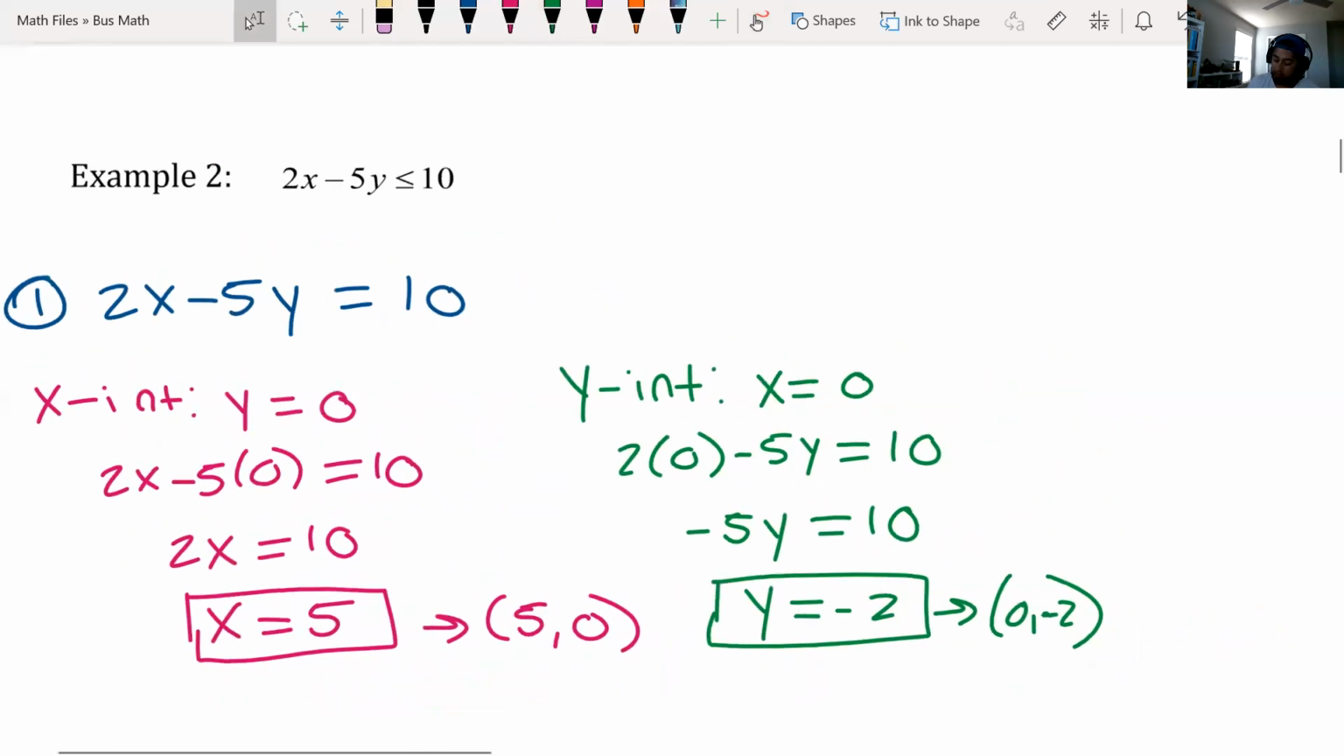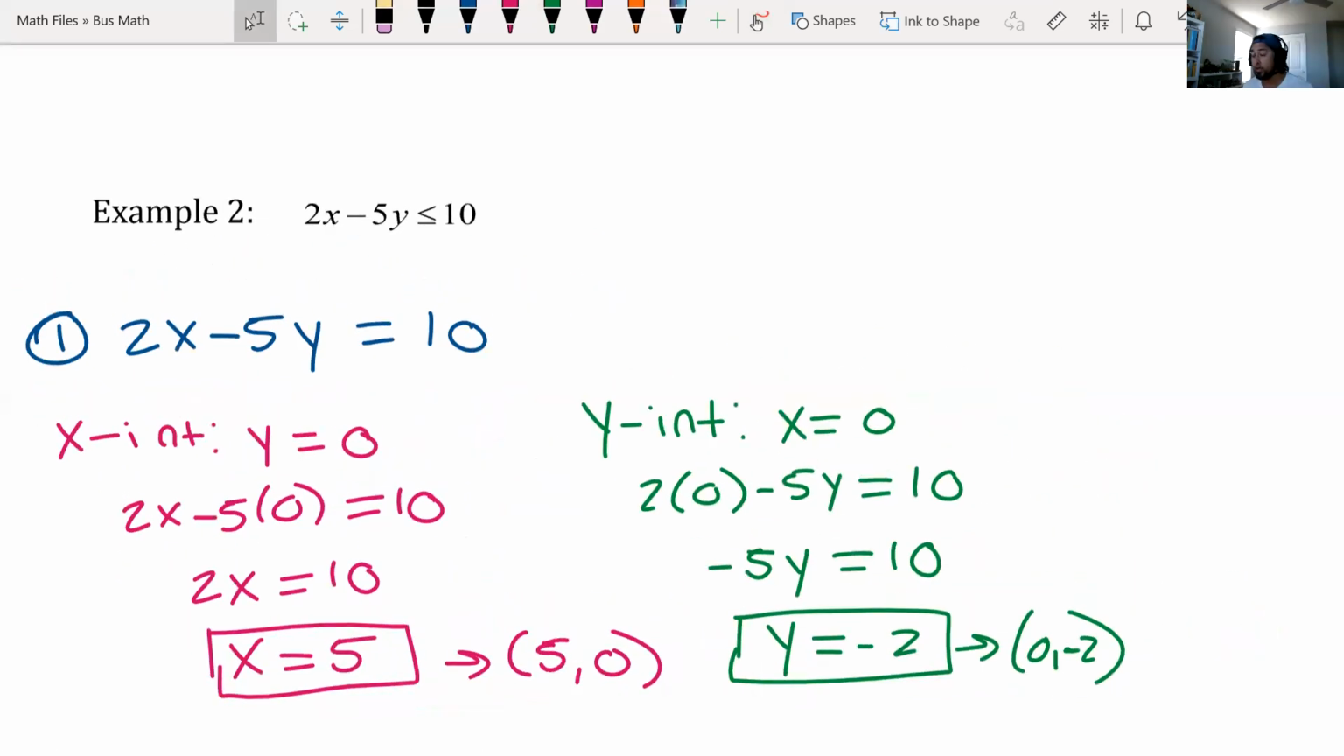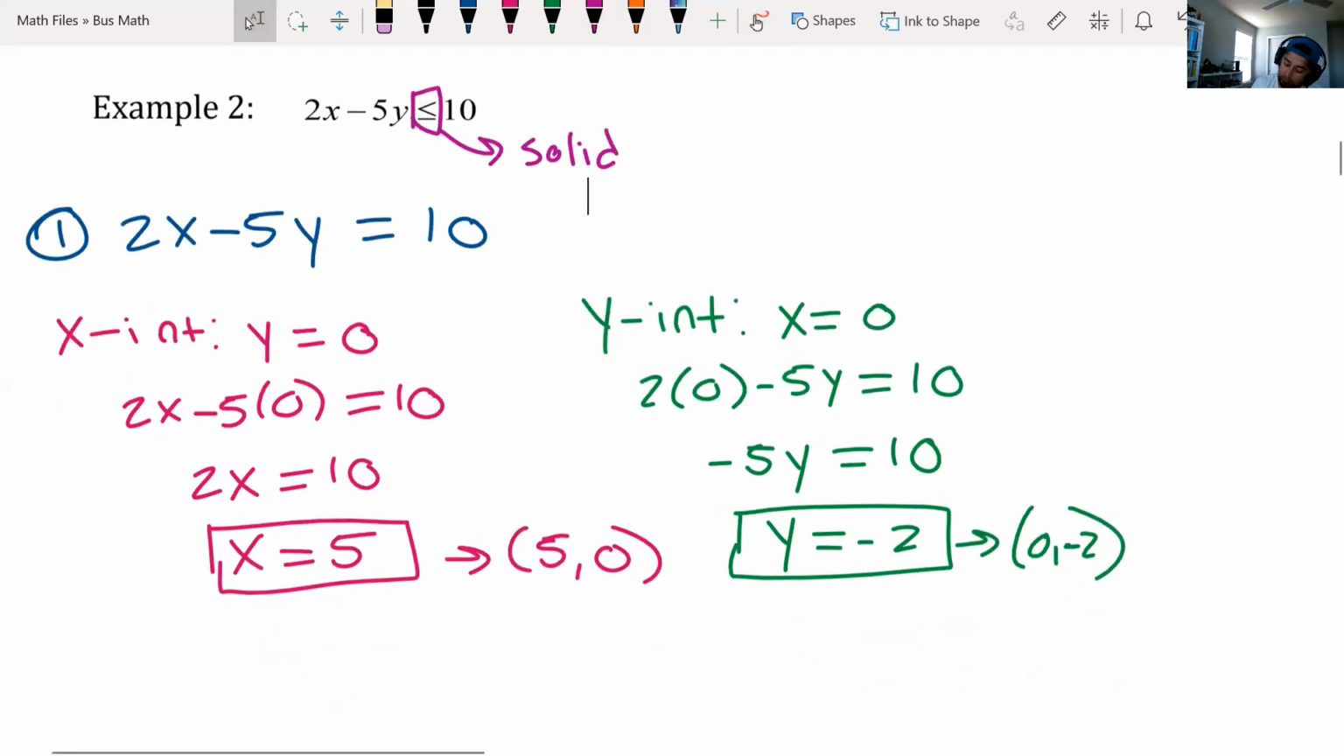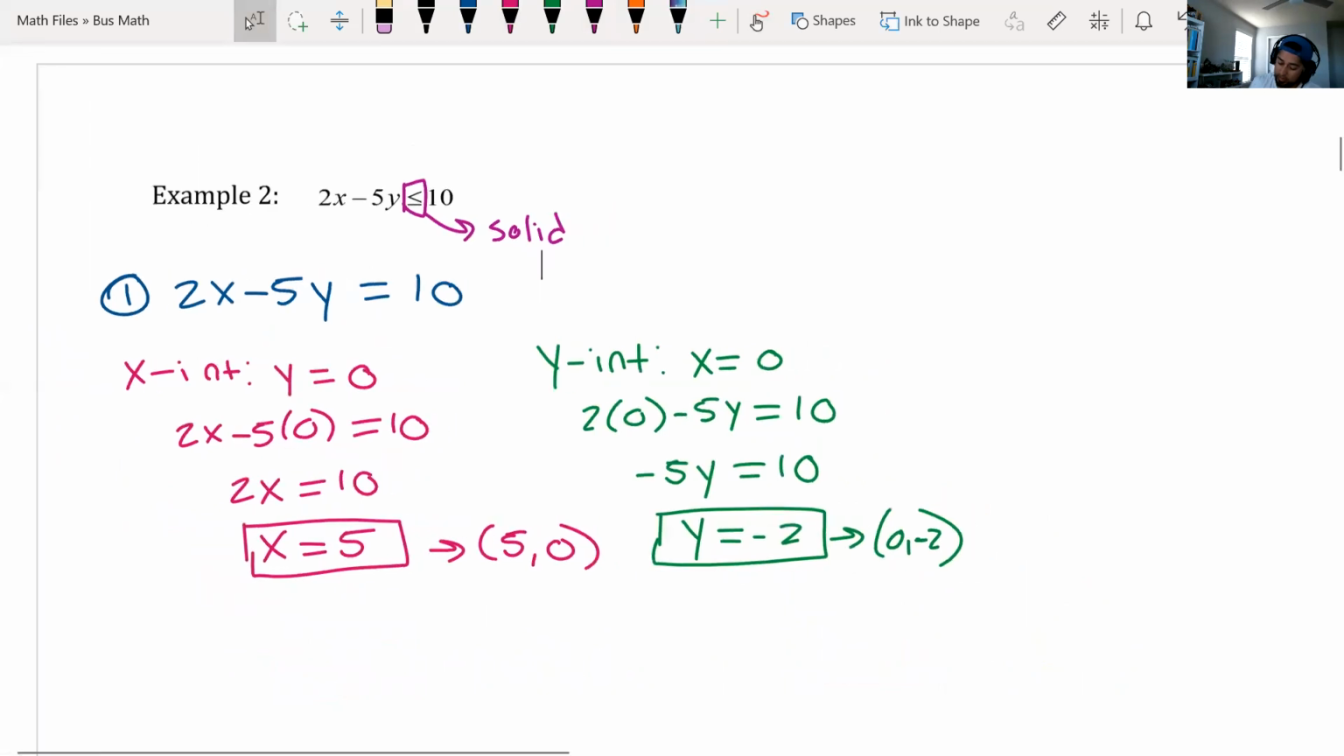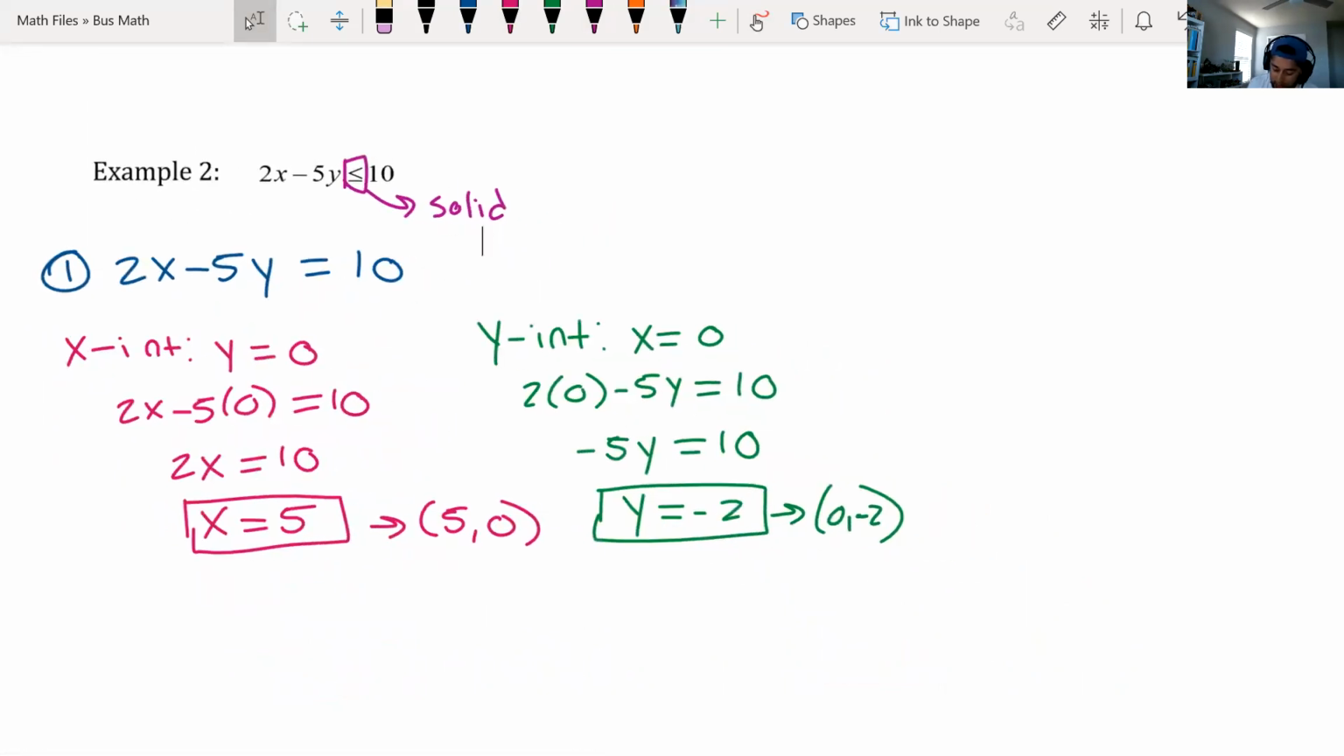All right. The next thing to note is the inequality. We have a less than or equal to. This means that our line will be solid. Does the less than mean that it's always going to shade to the right and down? Oh, it depends on the test point, right? So the less than could be maybe to the right or maybe to the left. The only way to figure that out is by choosing a test point. Cool.